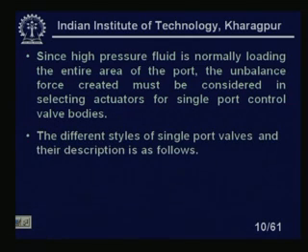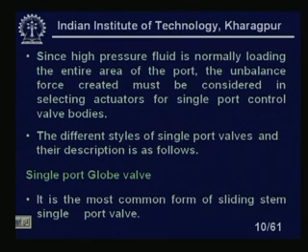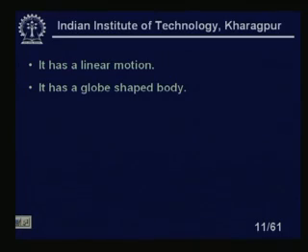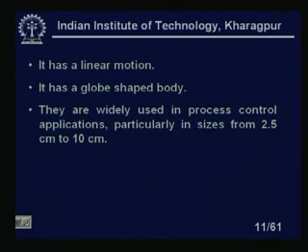The different styles of single port valves and their descriptions are as follows. Single port globe valve is the most common form of sliding stem single port valve. It has a linear motion and a globe shaped body. The inside shape of the valve body is globe shaped, which is why we call it globe. They are widely used in process control applications, particularly in sizes of 2.5 centimeter to 10 centimeter. That means 1 inch to 4 inch size.